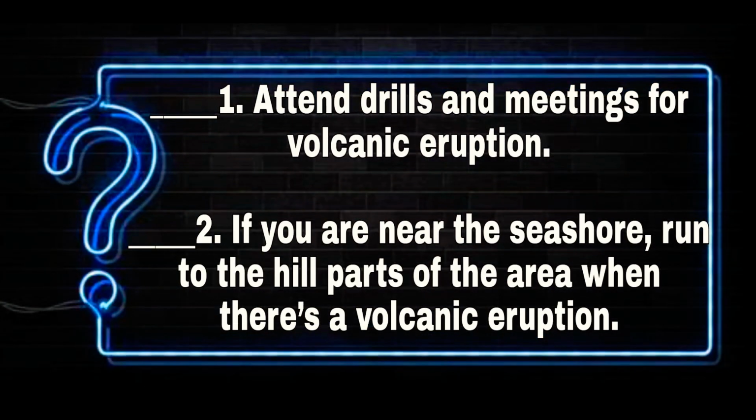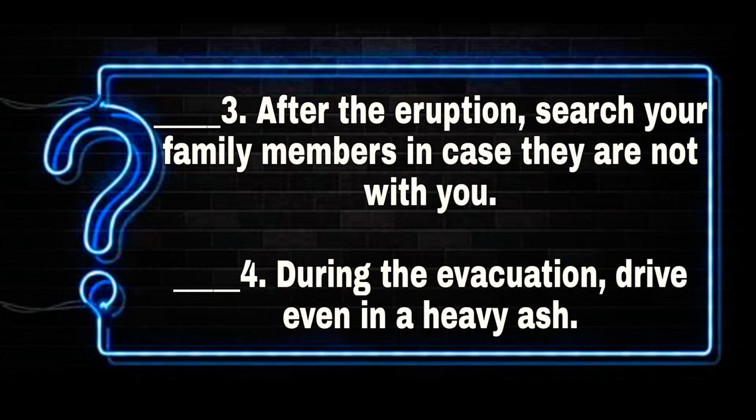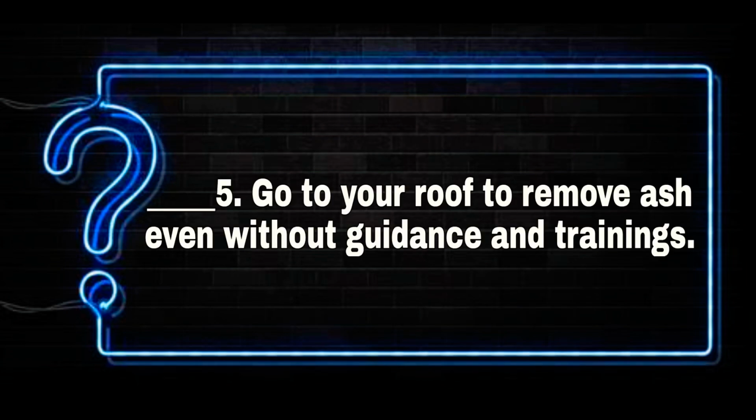Number 1. Attend drills and meetings for volcanic eruption. Number 2. If you are near the seashore, run to the hill parts of the area when there is a volcanic eruption. Number 3. After the eruption, search for your family members in case they are not with you. Number 4. During the evacuation, drive even in heavy ash. Number 5. Go to your roof to remove ash even without guidance and training.